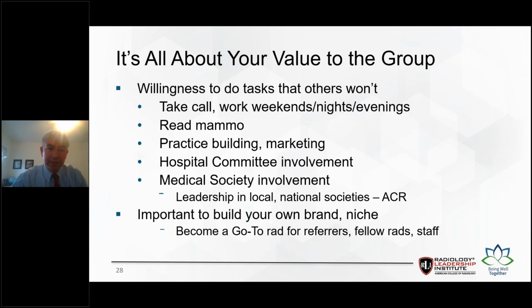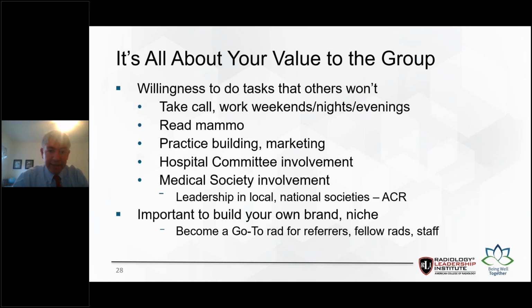Medical society involvement, leadership in local and national societies, the ACR, your state chapter. Again, a great way to get into leadership and to build referrals. Not a lot of people want to do this, again, unfortunately. So if you do it, you really stick out in a positive light.